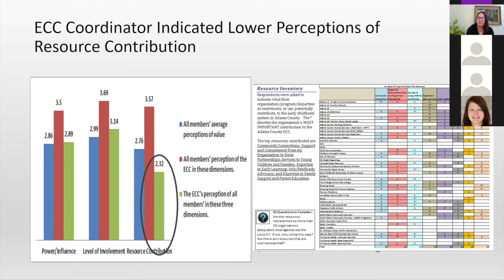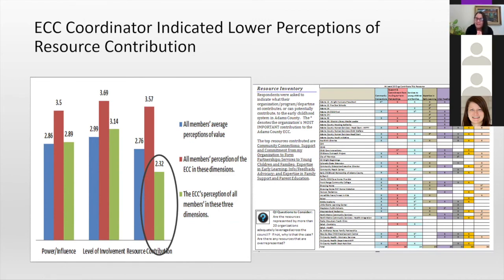So blue is power and influence. Again, in the survey, it would be me saying to Melinda, I rate her as a 3 on power and influence. And she could rate me, back and forth. And then we are grouping them and averaging them. So what you're seeing is all power and influence, level of involvement, and resource contribution. The blue is all members' average perception of value. So every dyad, we just averaged it.